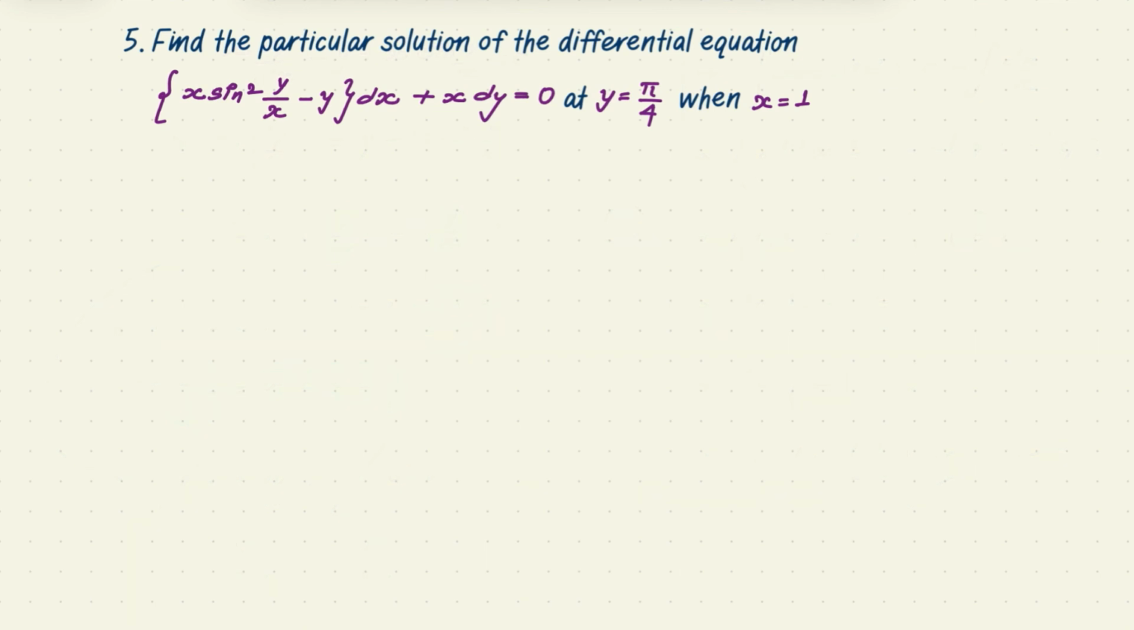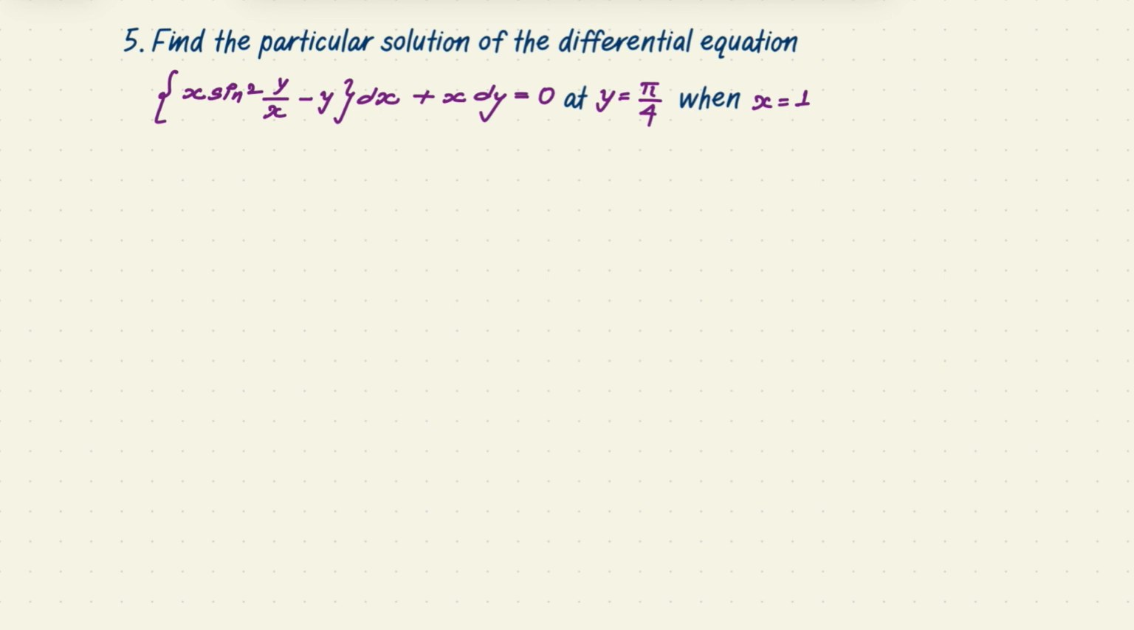Find the particular solution of the differential equation. So here we have given that y will be pi over 4 when x equals to 1. That means we can find the value of constant of integration. First, let us show that this differential equation is homogeneous. Though the question has not asked us to show, but this is a homogeneous differential equation.